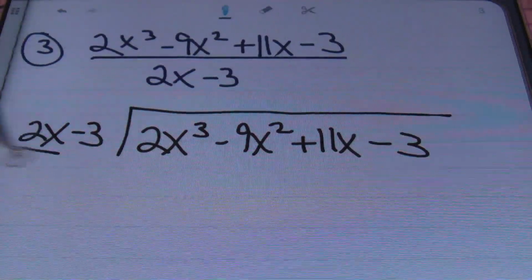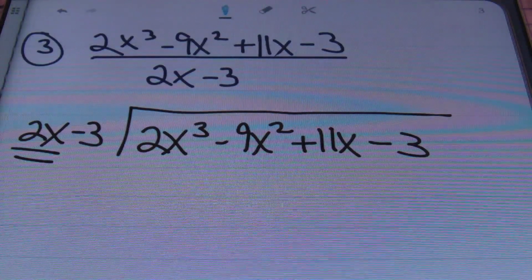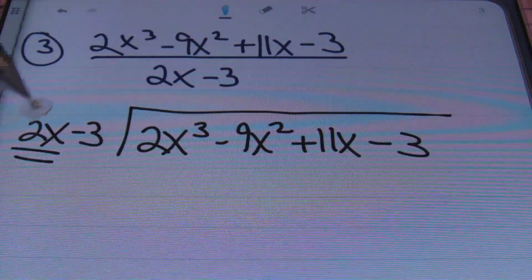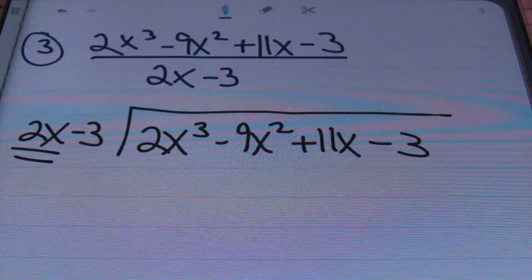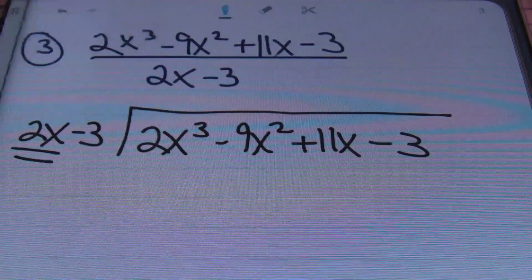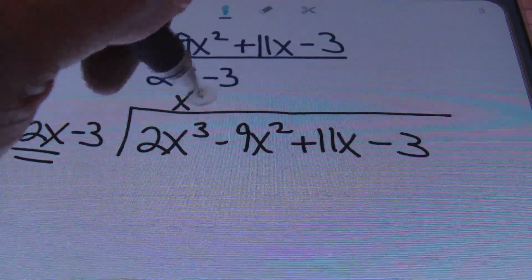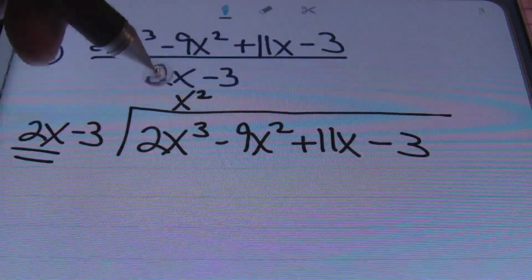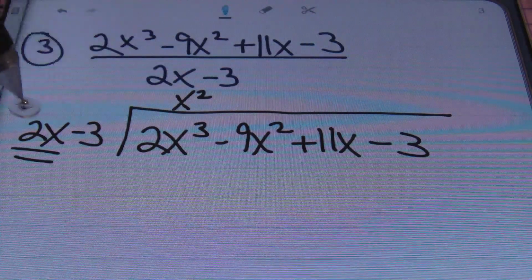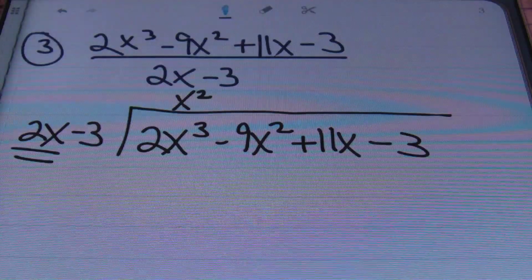Then you're going to focus on the first term in that divisor there, your binomial. I want to know what I need to multiply 2x by in order to get 2x cubed. That's what I want to do. In order for 2x to become 2x cubed, I need to multiply by x squared. Whatever I had to multiply 2x by to get 2x cubed, you need to distribute to both terms, not only to the 2x, but also to the negative 3.